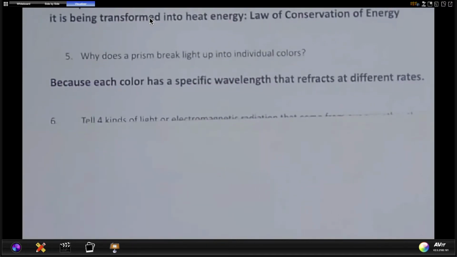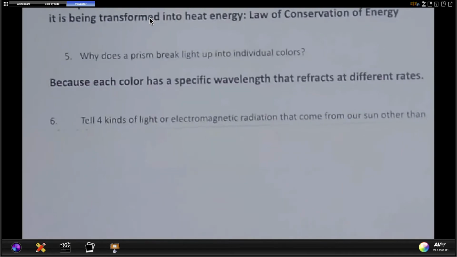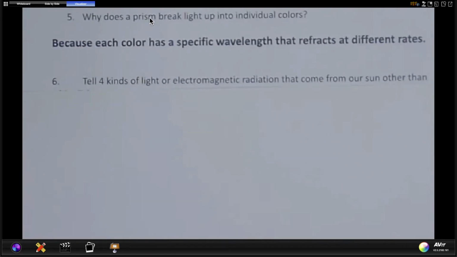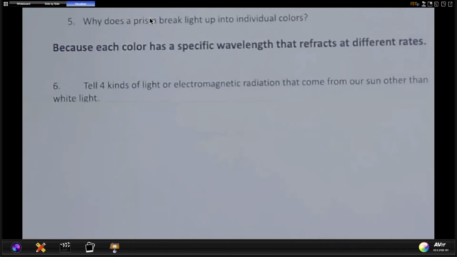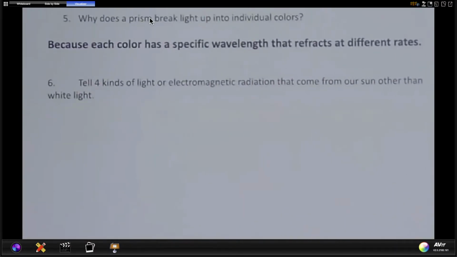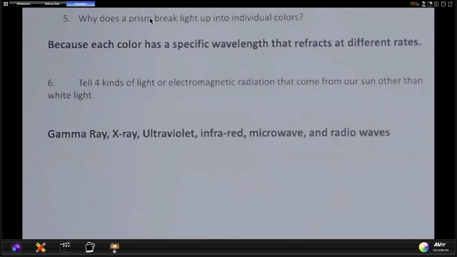Number six, tell four kinds of light or electromagnetic radiation that come from our sun other than white light. We don't want to include the light we can see. And we've actually learned more than four. You could put any of the following. You could put a gamma ray, X-ray, ultraviolet, infrared, microwave, and radio waves. Those are all the kind of things that are not considered white light, all the things that are also not visible to the human eye. And you could have any four of those, and you can give yourself full credit.